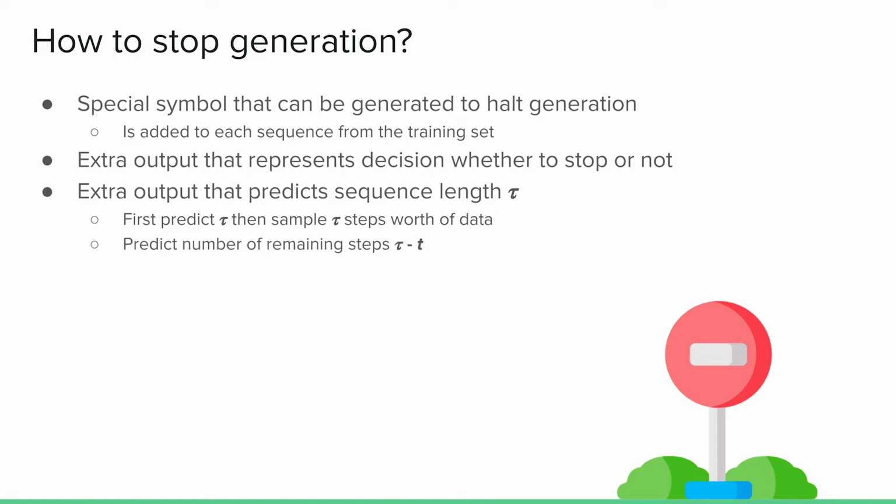Or we can do something which is quite similar, where we predict the number of remaining steps along our actual output. So at each step we say, okay, there are 3 more steps, 2 more steps, 1 more step, no more step, and then we also stop when this output here says please stop.